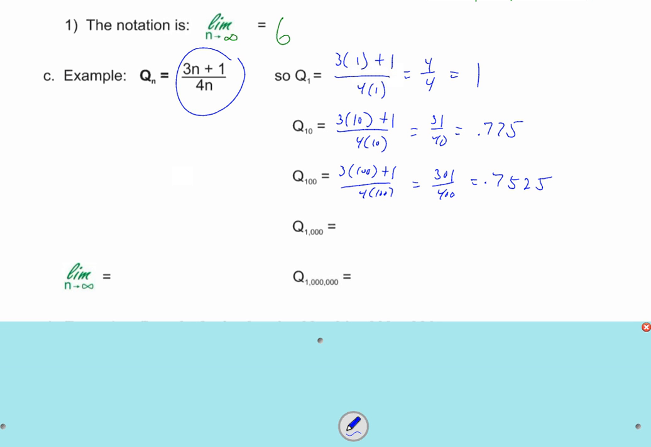0.7525. Okay. I'm continuing to get smaller, aren't I? Am I sure yet where that limit is? I'm not quite sure. But I see where I'm heading. Let's do another. Let's do a grand. Subbing in 1,000. So this is 3,001 divided by 4,000.